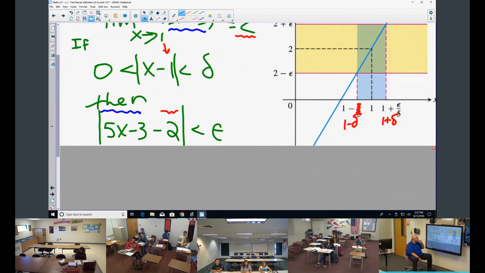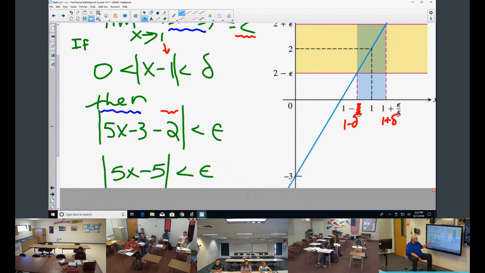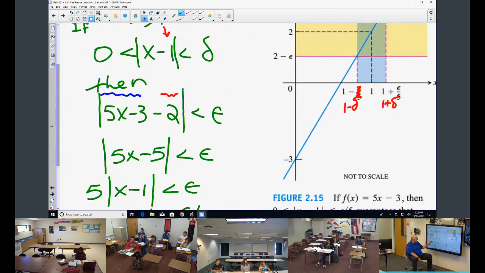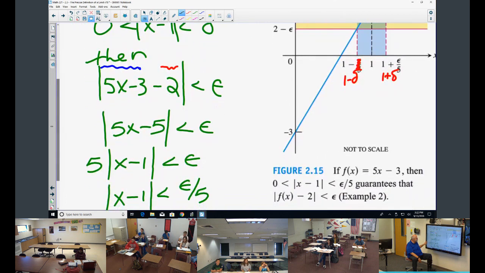Or have delta and epsilon related somehow. All right, so if we take this and simplify it, then we get the absolute value of 5x minus 5 is less than epsilon. Now, you might not know this, but you can actually factor out of an absolute value. So if you factor out a 5 and then divide each side by 5, we get the absolute value of x minus 1 is less than epsilon divided by 5.